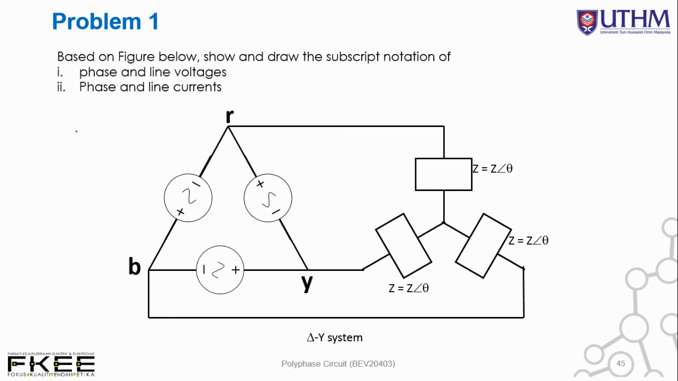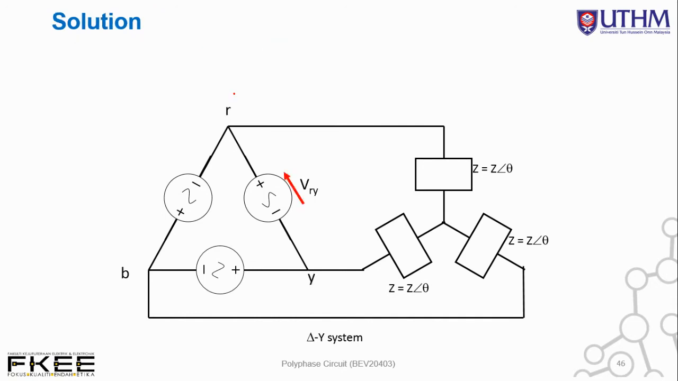So problem number 1, based on the figure below, show and draw. You must write and draw the subscript notation of phase and line voltages, and phase and line current. So solution, again, voltage is from negative to positive, but when we come to notation, the head of the arrow is heading to R, so we start with R, and the origin is Y, where the arrow is coming from, so we follow with Y. So this is VRY.